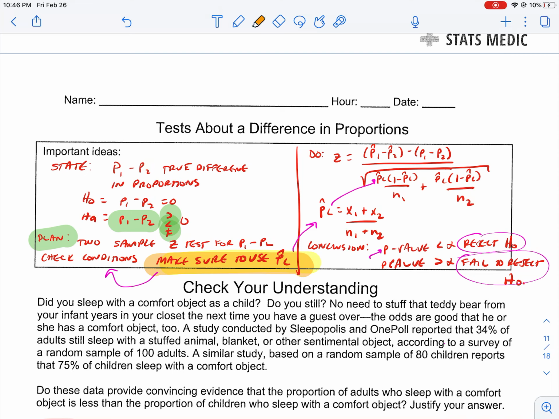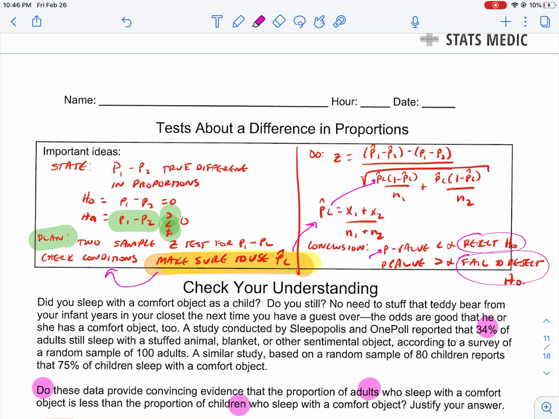So what do you think we're going to be comparing here? When I look at this prompt, I try to pull out, okay, what's my question that I'm asking here? And they really outline it here. Do these data provide convincing evidence that the proportion of adults who sleep with comfort objects is less than the proportion of children? So just look back at your prompt. Is there convincing evidence that the proportion of adults is less than children?